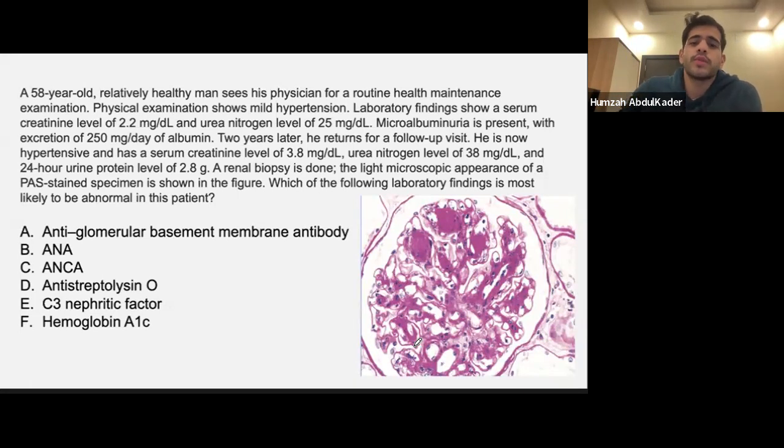2 years later, he returns for a follow-up visit. He is now hypertensive and has a serum creatinine of 3.8 and urine nitrogen of 38 and a 24-hour urine protein of 2.8 grams. Renal biopsy is done. Light microscopic appearance of a PAS stained specimen is shown in the figure. Which of the following laboratory findings is most likely to be abnormal in this patient?